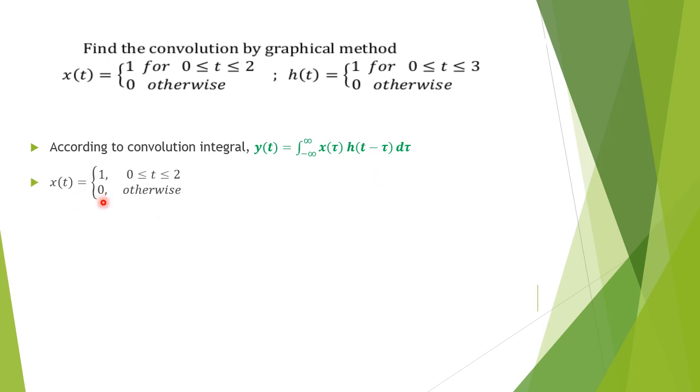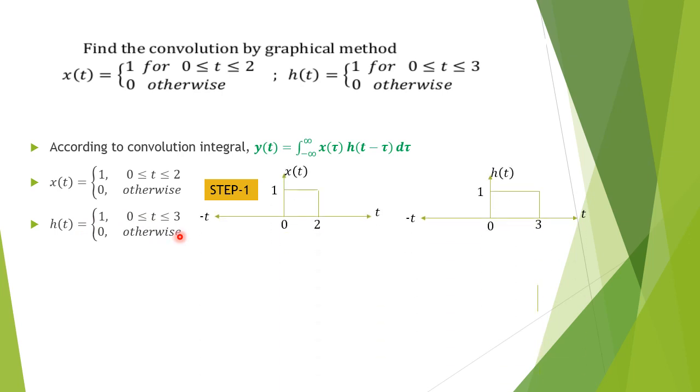Again we have written x of t equal to 1 for 0 to 2 and 0 otherwise, and h of t. Now first step, we are going to graph x of t and h of t. So x of t is a unit step function, that is for the interval 0 to 2 its amplitude is equal to 1. Then h of t, for the interval 0 to 3 its amplitude is equal to 1. This is x of t and h of t. But we have to plot x of tau and h of tau.